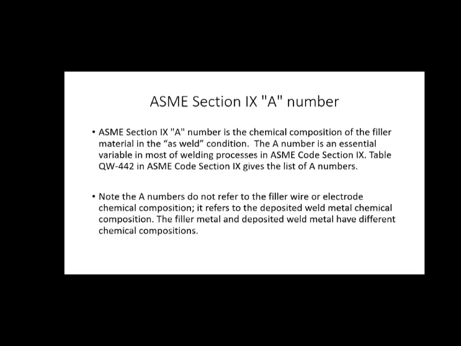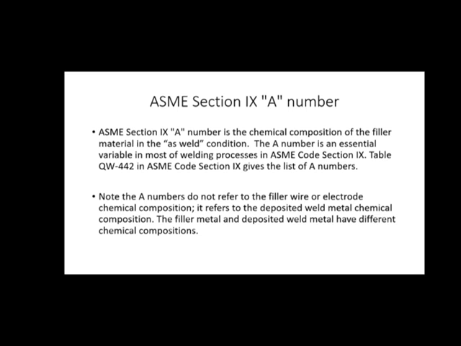ASME Section IX A numbers. The A number is the chemical composition of the filler material in the as-welded condition. The A number is an essential variable in most welding processes in ASME Code Section IX. Table QW 442 in ASME Code Section IX gives the list of A numbers. Note the A numbers do not refer to the filler wire or electrode chemical composition. It refers to the deposited weld metal chemical composition. The filler metal and deposited weld metal have different chemical compositions.